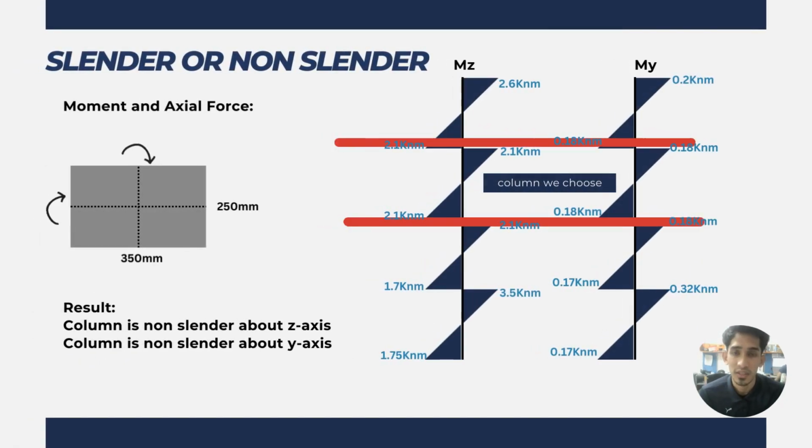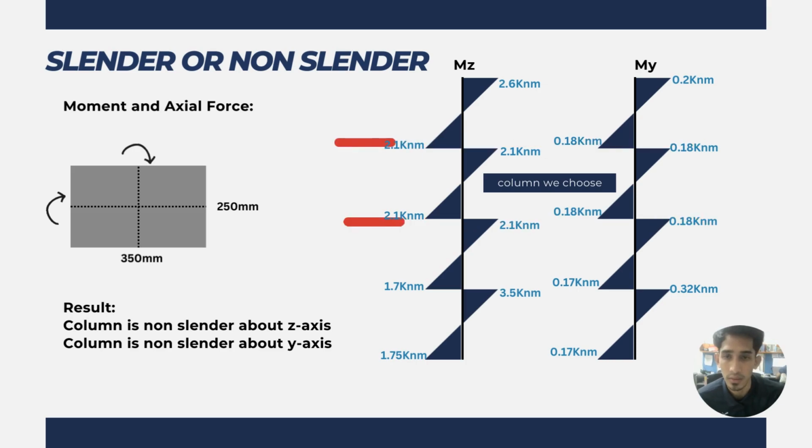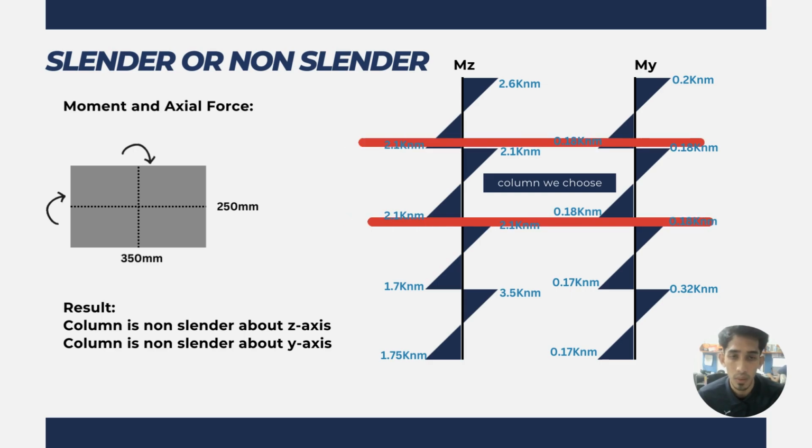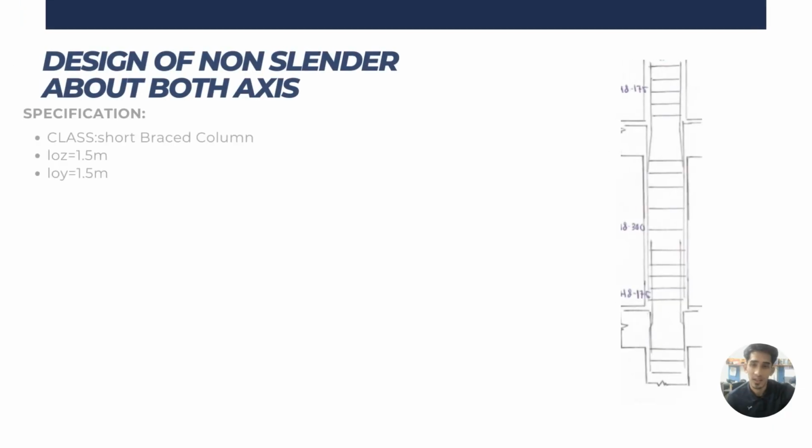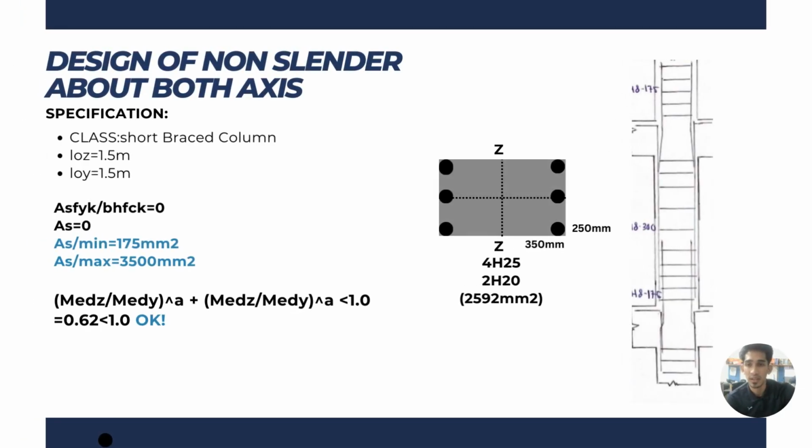From the first calculation, we got this diagram. So we choose the third floor for our building. From that, we need to define slender or non-slender. So the result for our calculation is non-slender about the z-axis and also non-slender about the y-axis. For the result of non-slender about both axes, the class is a short braced column.